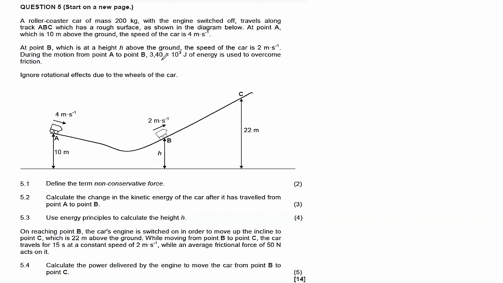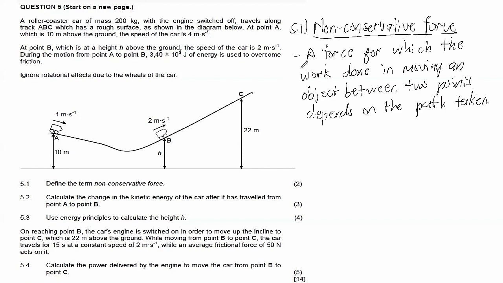Right, so note that 3.40 times 10 to the exponent of 3 joules of energy is used to overcome friction. This is the work done to overcome friction. Then it says ignore rotational effects due to the wheels of the car. Then 5.1 says define the term non-conservative force. So quickly, we just say a non-conservative force is a force for which the work done in moving an object between 2 points depends on the path taken. That's how we are supposed to define a non-conservative force according to the CAPS document.